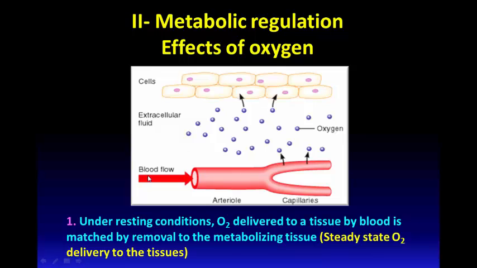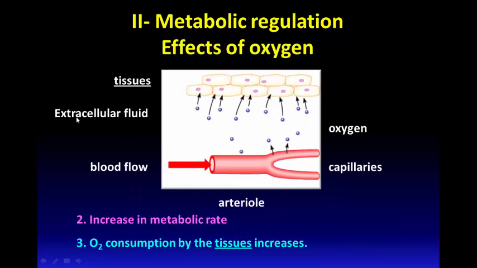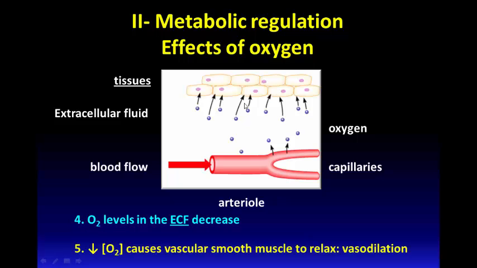Now, let's describe in details the effects of oxygen in metabolic regulation of tissue blood flow. Under resting conditions, oxygen delivery to the tissue by the blood is matched by oxygen removal to the metabolizing tissue. Hence, there is steady-state oxygen delivery to the tissues under resting conditions. When the metabolic rate of the tissue increases, oxygen consumption by the tissue also increases. As a result of the increased oxygen consumption, the oxygen levels in the interstitial fluid, in the extracellular fluid, decrease.